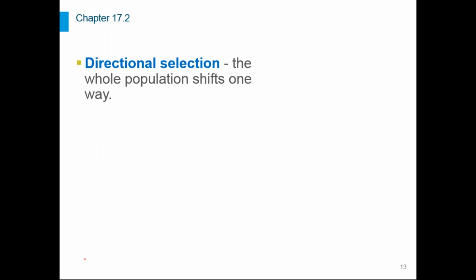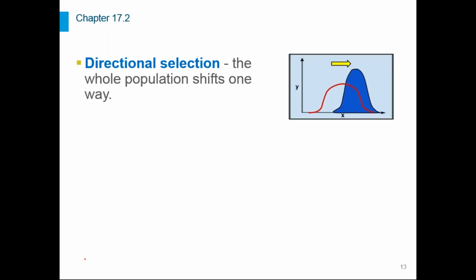You've got three different things that could happen. Directional selection is similar to the process that we just described, so that the whole population shifts one way. So in these graphs, the red is the original population and the blue is after selection. Okay, so in this case, you had directional selection. It was better for the trait to be like this, so the whole population shifted that way.